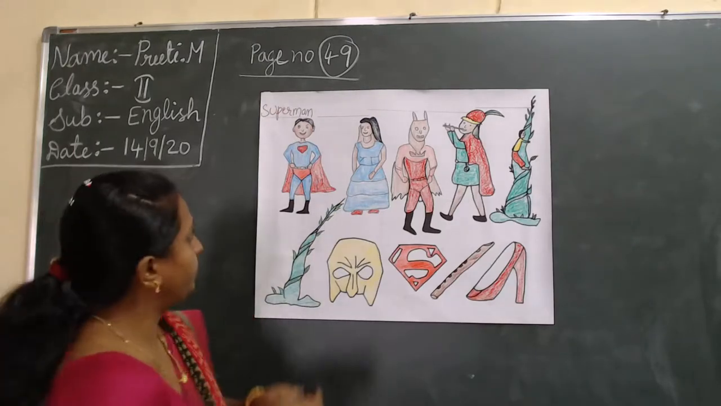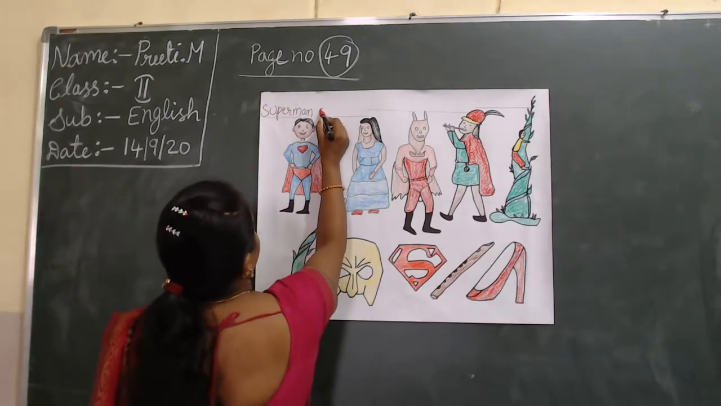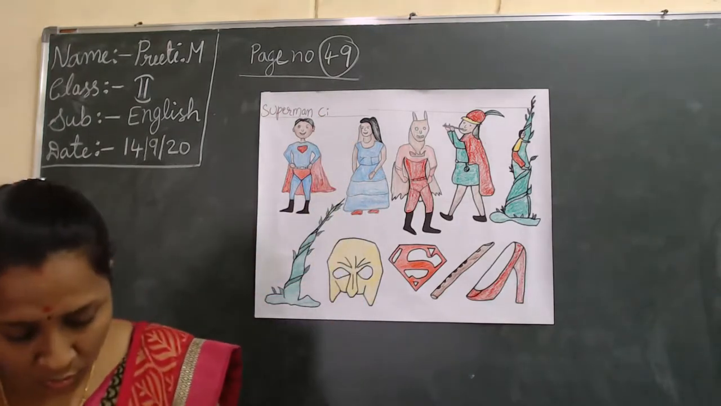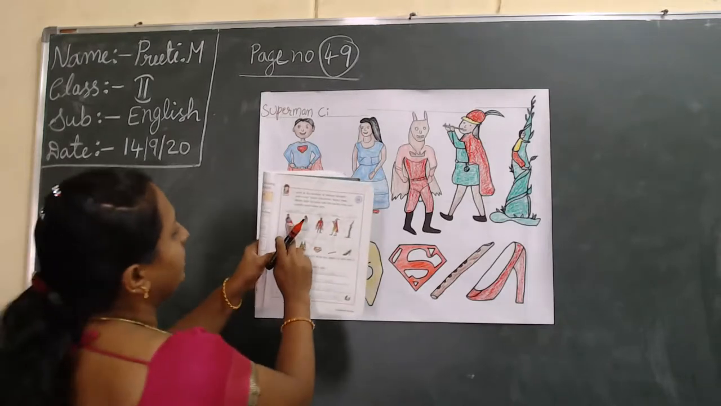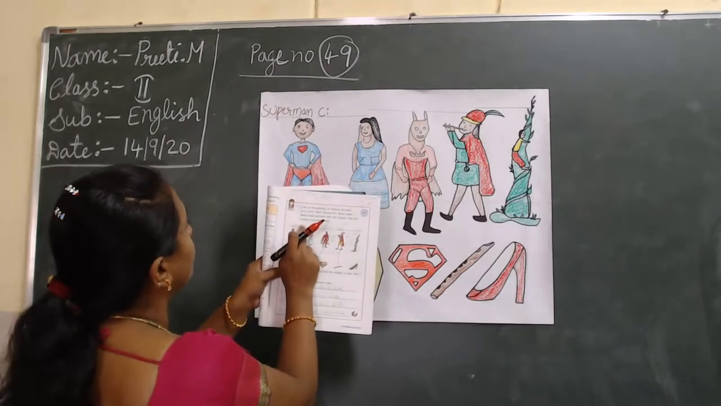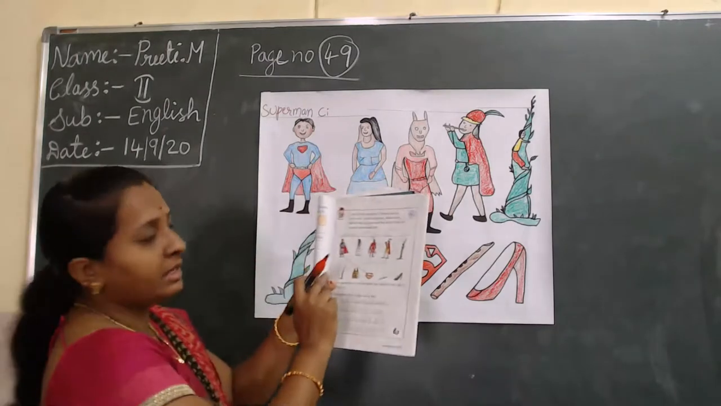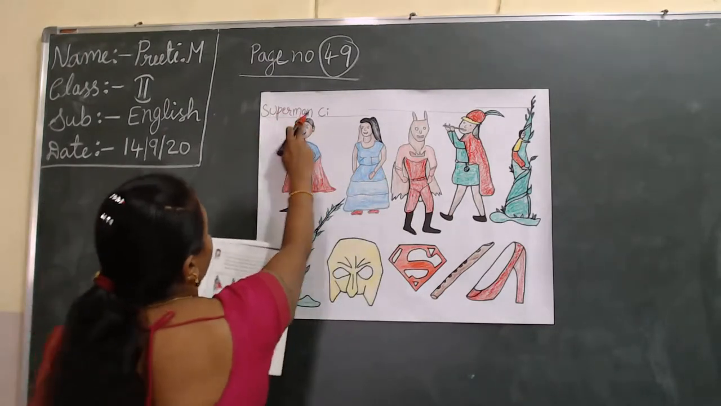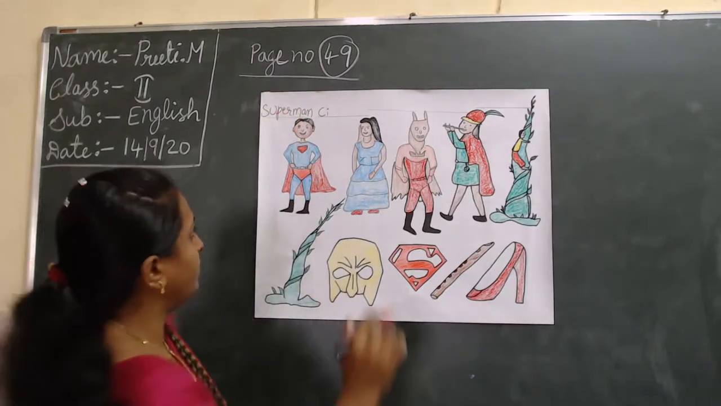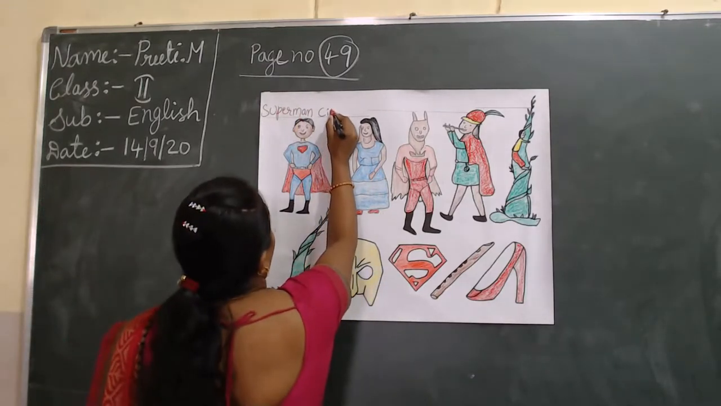She is writing in your book, children. They have given drawings. See here in the picture. About Superman, there is one blank. You should write Superman. And next one, write down their names. She is Cinderella.